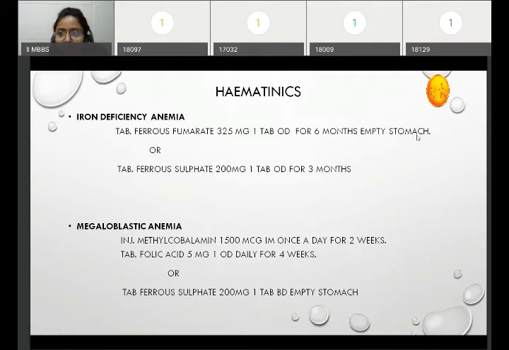and you have to give iron tablets on an empty stomach. What happens on an empty stomach? There may be some GI discomfort. So now sometimes these iron tablets can be taken with meals also.